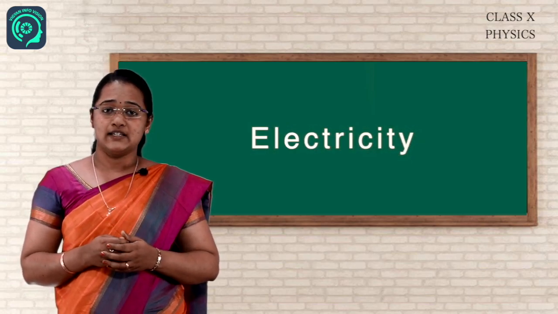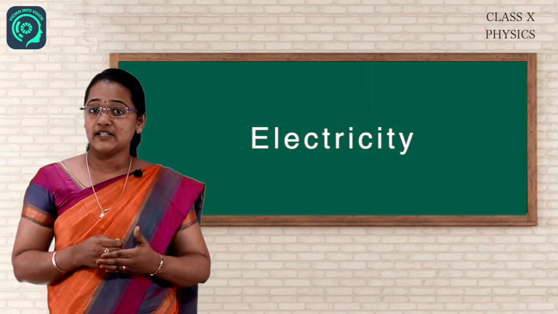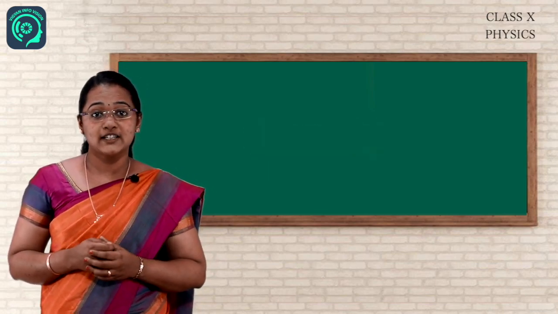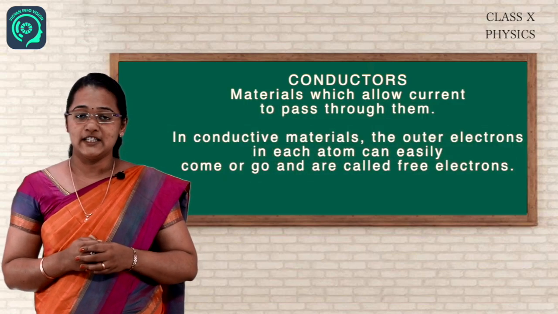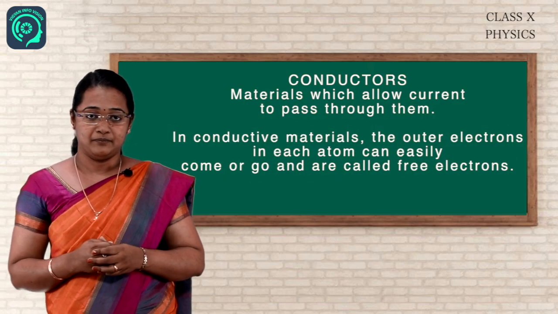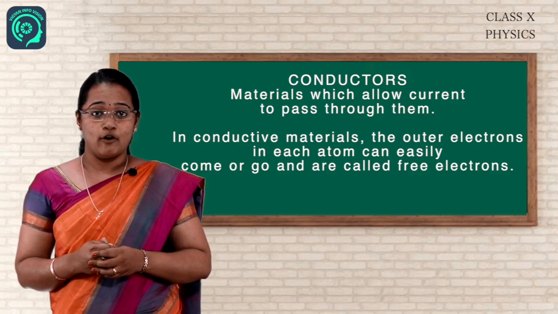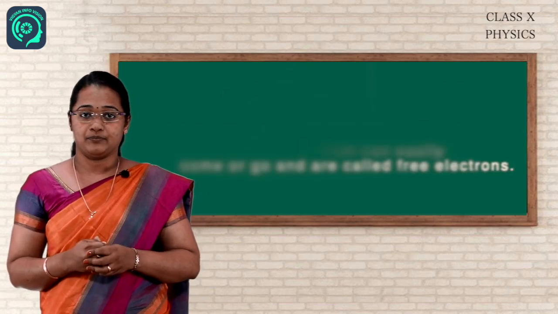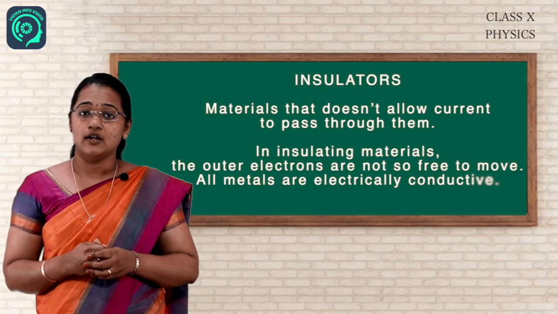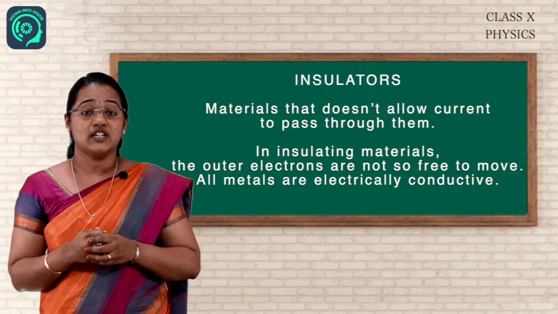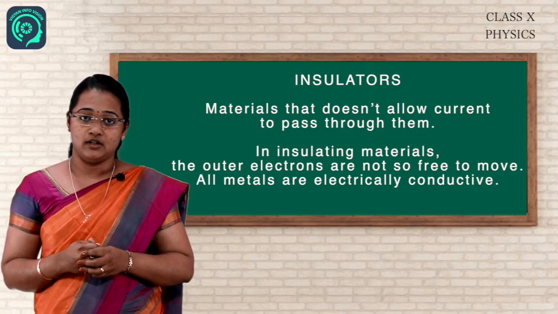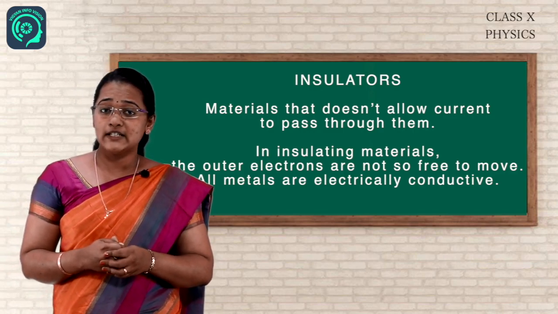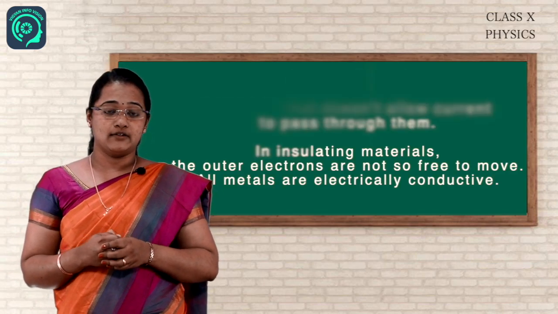Now let us recollect some of the topics that you have studied in your lower classes based on this topic. What are conductors? Conductors are materials which allow electric current to pass through them. Conductors usually have free electrons, and metals are good conductors of electricity. What about insulators? Insulators are those materials which do not allow electric current to pass, and they do not possess free electrons. Non-metals are examples of insulators.